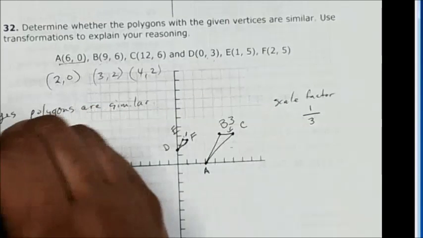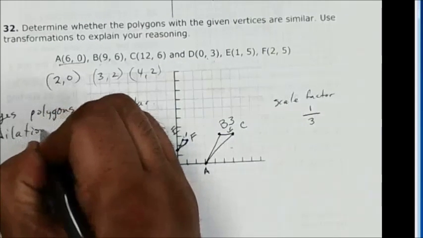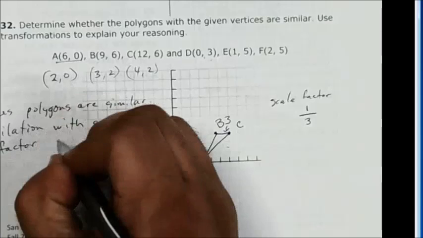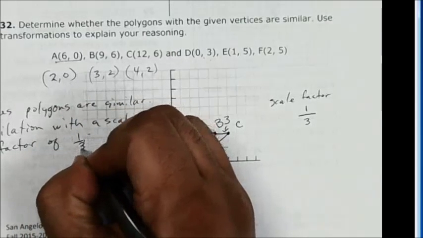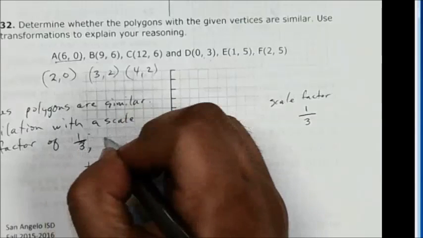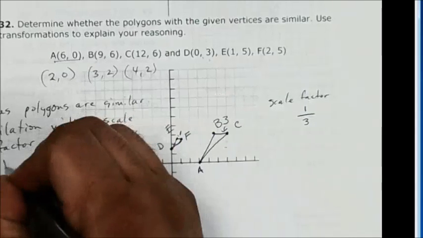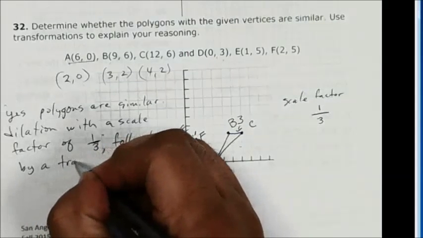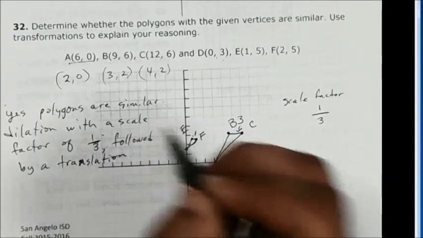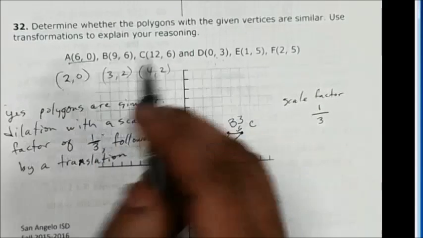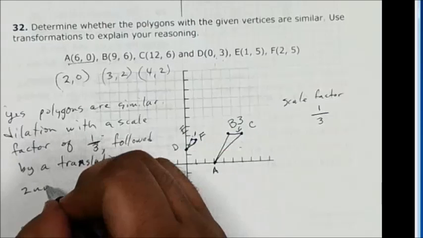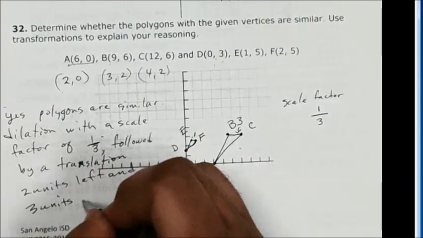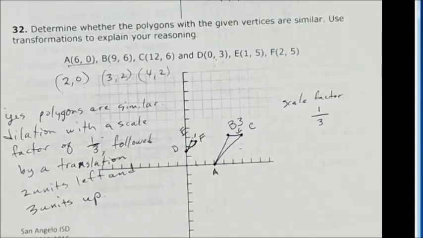And I did a dilation with a scale factor of 1/3 followed by a translation. Let's see, I'm going from 2 to 0, so that's a translation 2 units left and 3 units up. Okay, so that's how I figured that out.